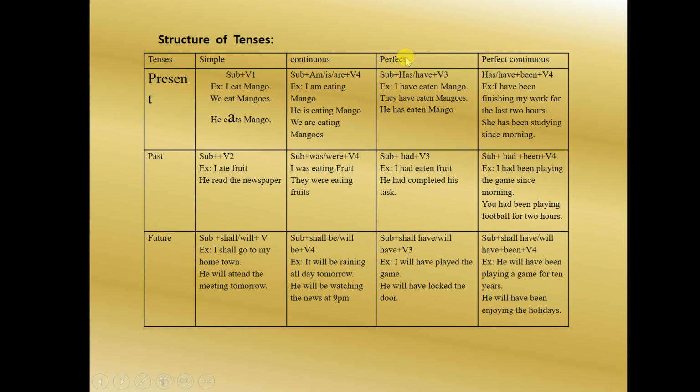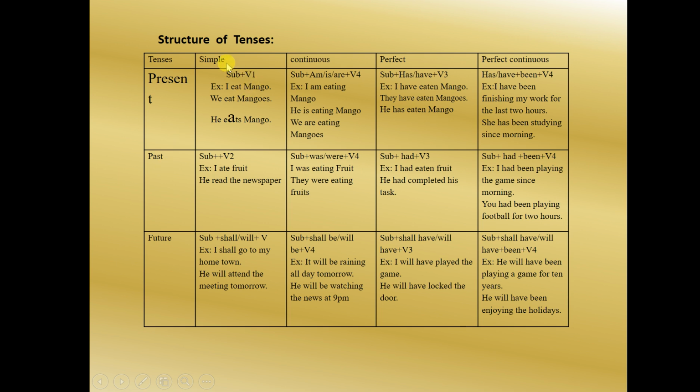Present perfect structure is subject plus has or have plus V3. So the verb form is V3, the past participle. And present perfect continuous is subject plus has or have plus been plus V4. So like that, past simple, past continuous, past perfect, past perfect continuous.